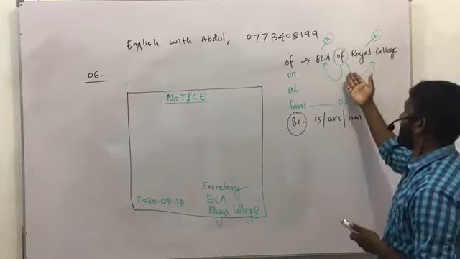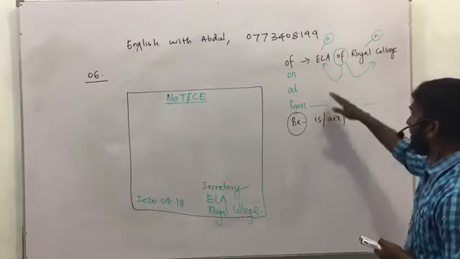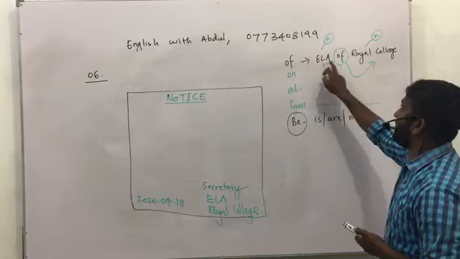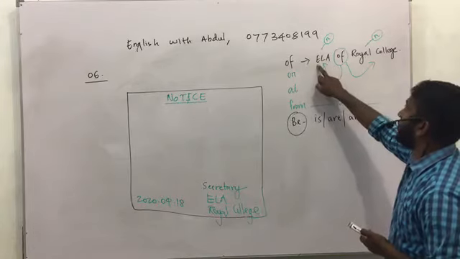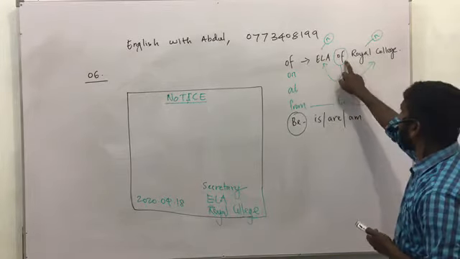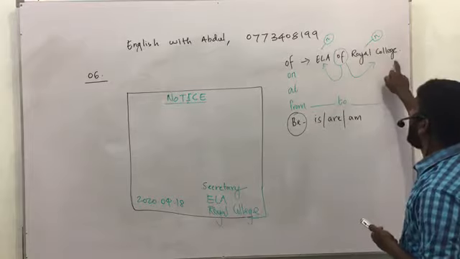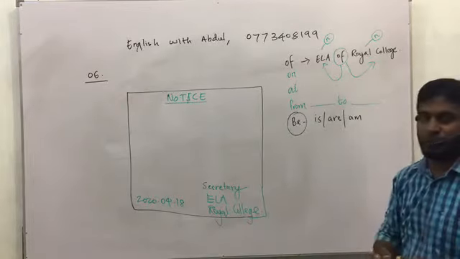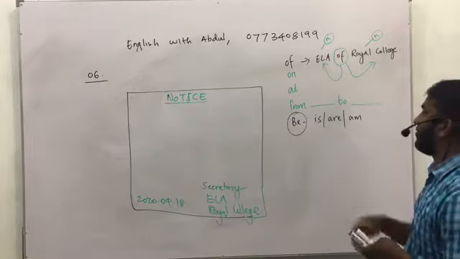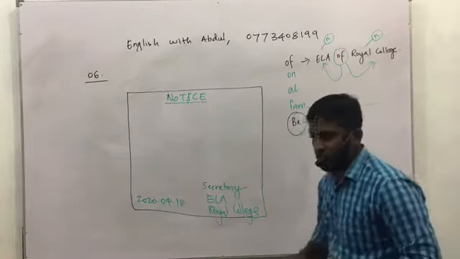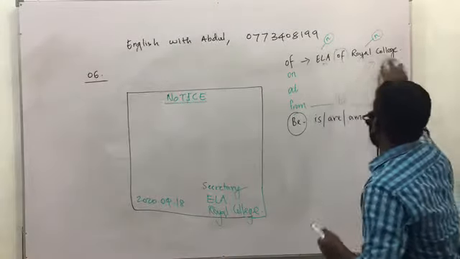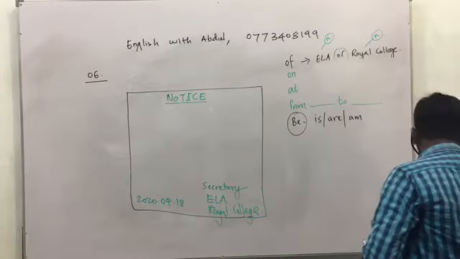Now you see, this is the example of how to use "of" when you write a notice, right? This is a simple example. So, English Literary Association of Royal College has planned to conduct a Shramadaniya program, and like that, right? So now let's move on. What is "on"? And why do you want to learn about "on" here?